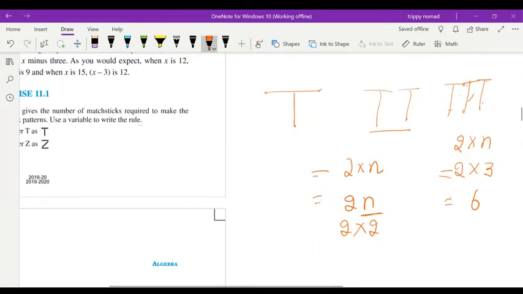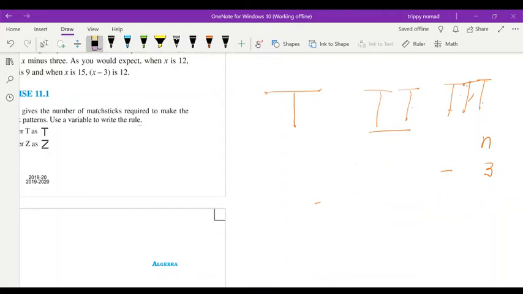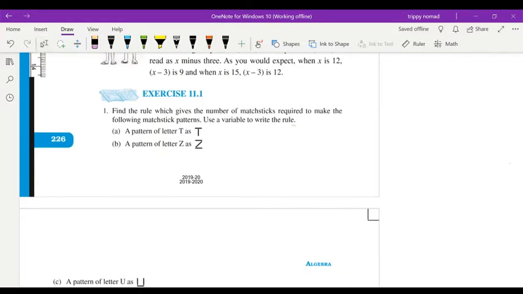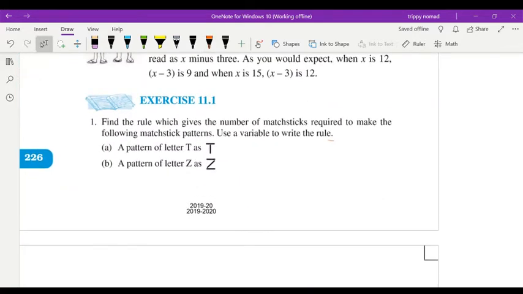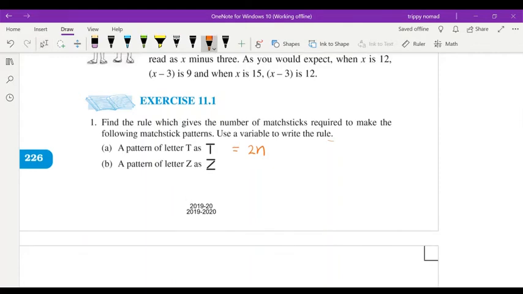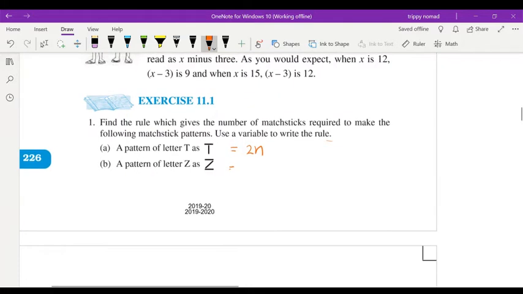Understood, children? This is the way the n varies in the question. n tells the number of objects or things, that is, variable means the value can be changed. So here you will write 2n directly. I have just given the explanation. And here a pattern of the letter Z. First you will count 1, 2, 3. So the answer will be 3n. 3 into n matchsticks.